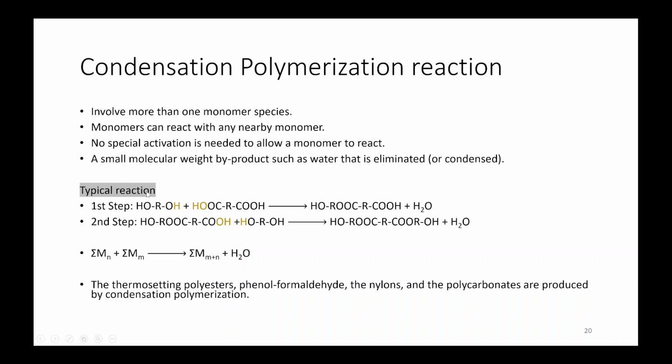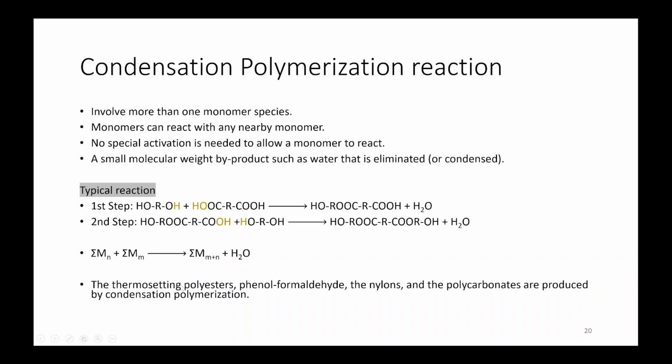Now a typical reaction looks like this one, HOROH. R is some alkane or some group like that. Here it will be reacting with HOOC-R-COOH. Now it will be producing H2O and forming a product. In the second step, this product will further react with another monomer. This reaction will keep going on, and finally it can be summed up and shown in this format.